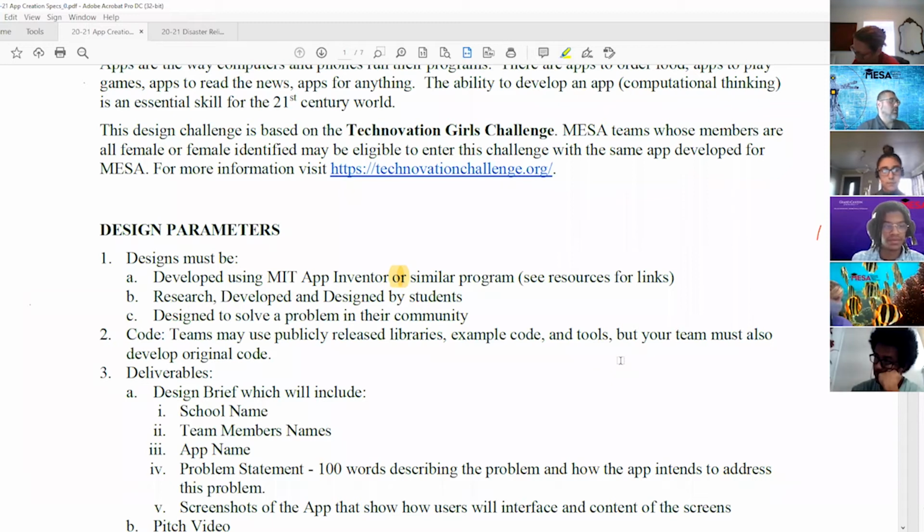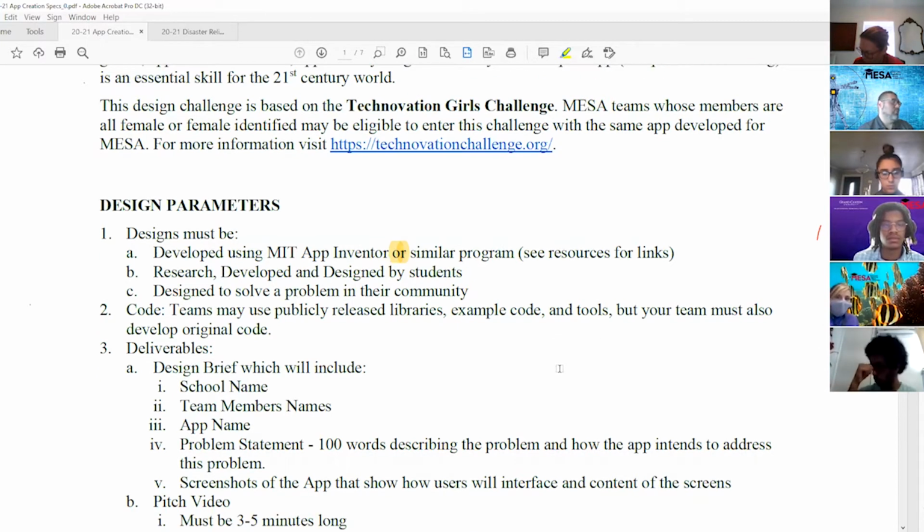So regarding the code, teams may use publicly released libraries, right? So there's going to be things available on the internet, right? That happens a lot with coding. People are like, hey, this really worked for me. You guys can use it, pop it into your code, and then build off of that, right? Examples, tools. But we also want to make sure that you are developing some original code. And if you have an idea that's your idea, it's kind of new or building off of something else, you should have some original code anyway, because that means you had to make some changes and do some things that reflect your ideas. So you should have some original code.